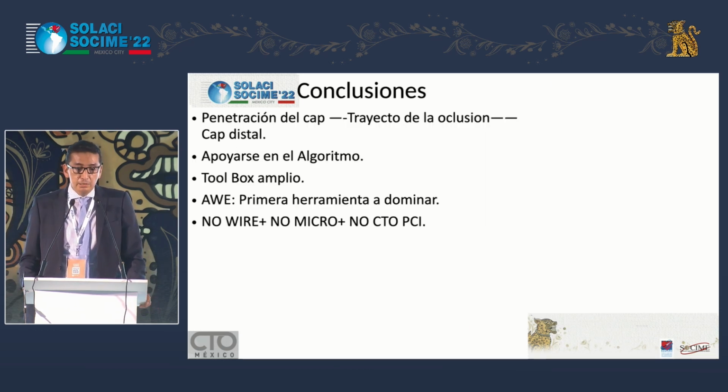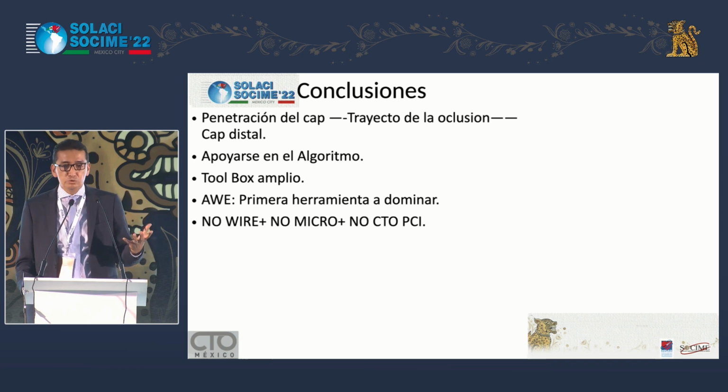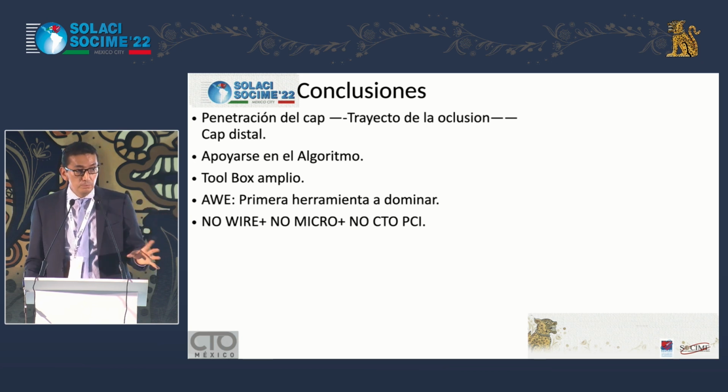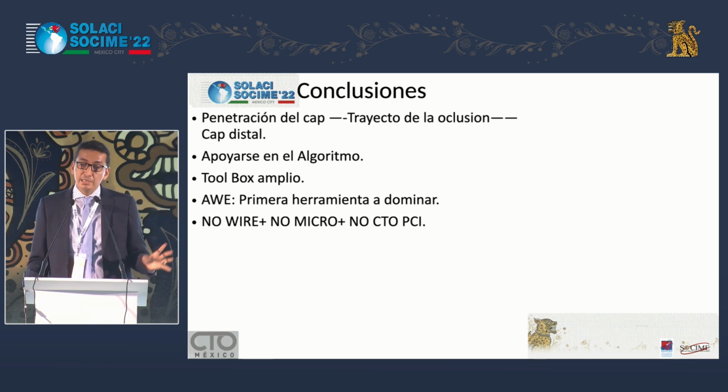¿Qué tenemos que tener en cuenta? Lo que vamos a hacer por vía anterógrada, penetrar el CAP, hacer el trayecto de la oclusión y manejar el CAP distal. Apóyense con un algoritmo, evidentemente los algoritmos van evolucionando, el algoritmo global es un conglomerado de algoritmos previos con lo mejor de cada uno, tengan un toolbox amplio dentro de su sala y evidentemente no tenemos que olvidarnos que el escalamiento anterógrado de guías es nuestra primera herramienta a dominar y evidentemente si no cruzamos guía, no cruzamos micro, pues no hacemos CTO de PCI. Muchas gracias.